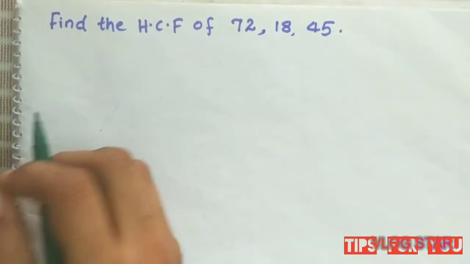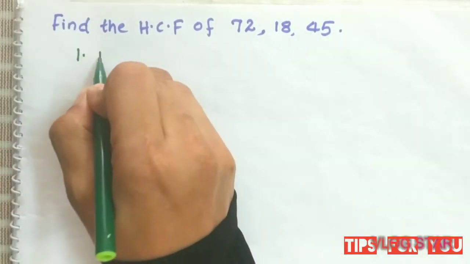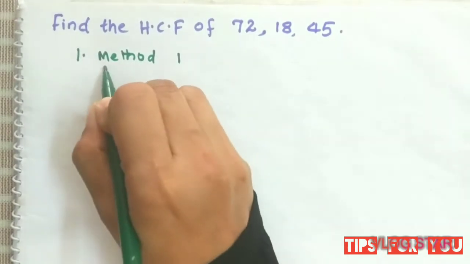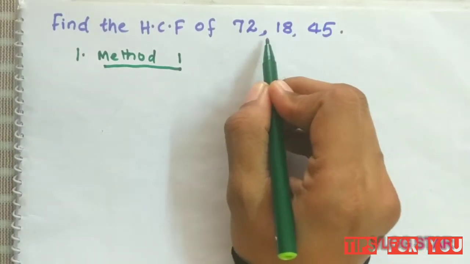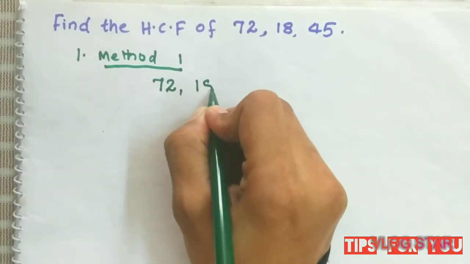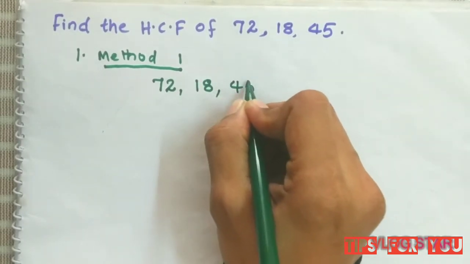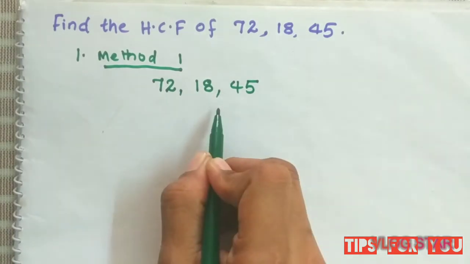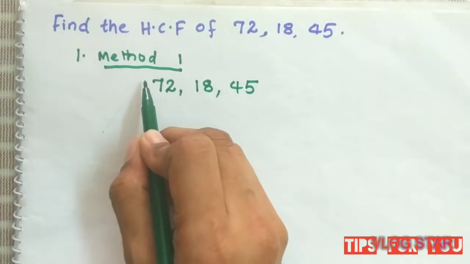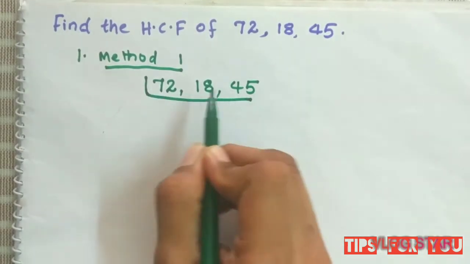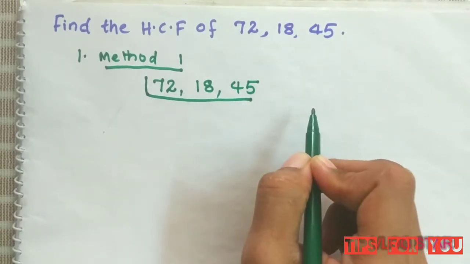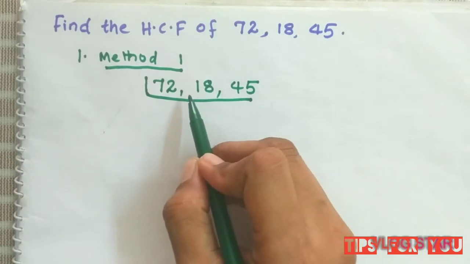Okay, we will have two methods. I will write the first method, that is method 1. In this method we will take the three numbers together, that is 72, 18 and 45. Now we have to divide them by a divisible factor. What is a divisible factor? It is a number such that when we divide by it, we get the remainder 0.